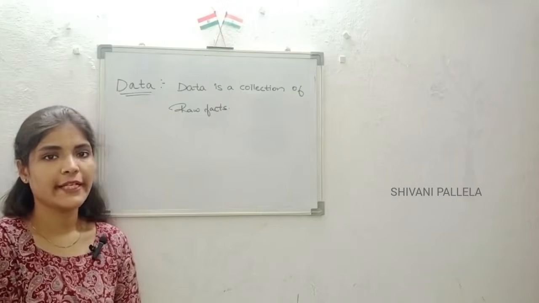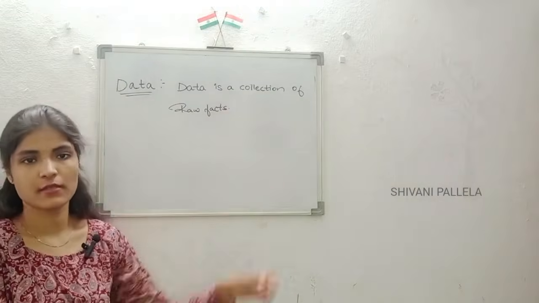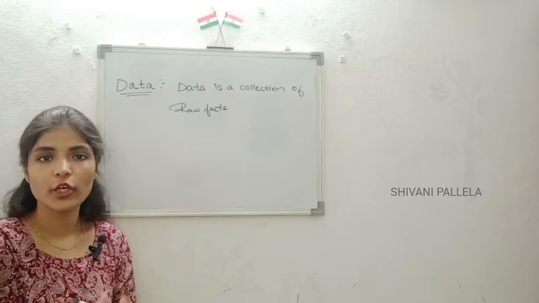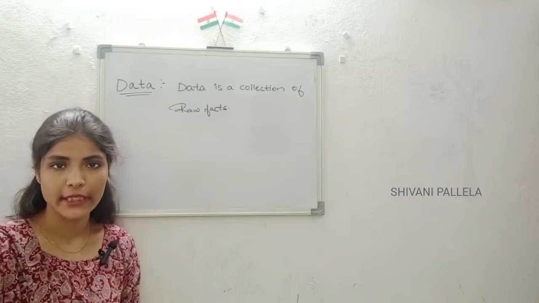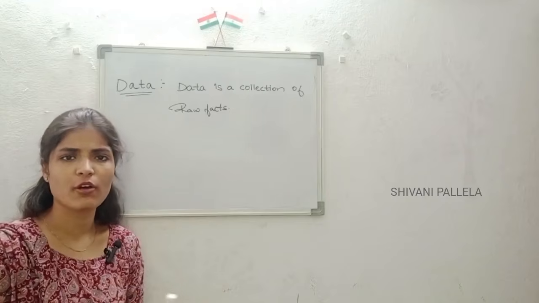So what is meant by data? Data is a collection of raw facts. Okay, this is the definition of data, and this is important for your 2 marks. They will ask what is meant by data. Then you need to write: data is a collection of raw facts. What is meant by raw facts?